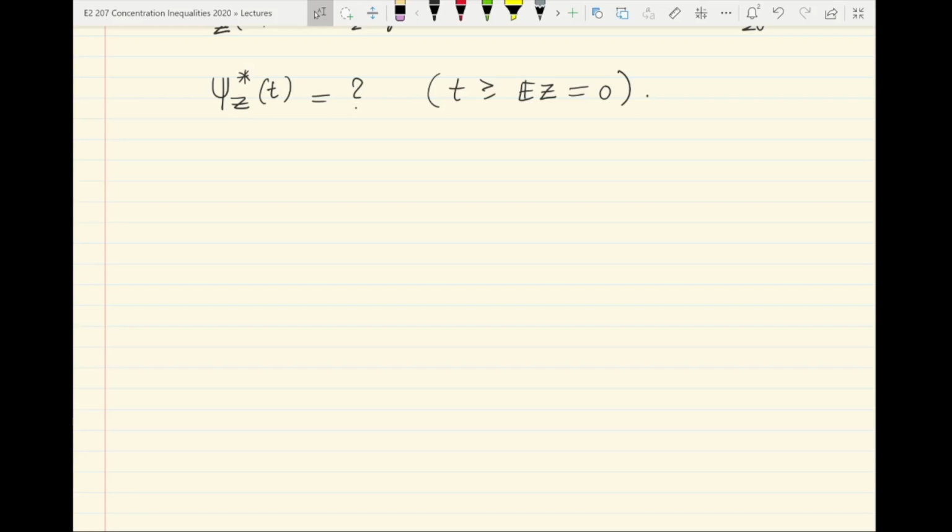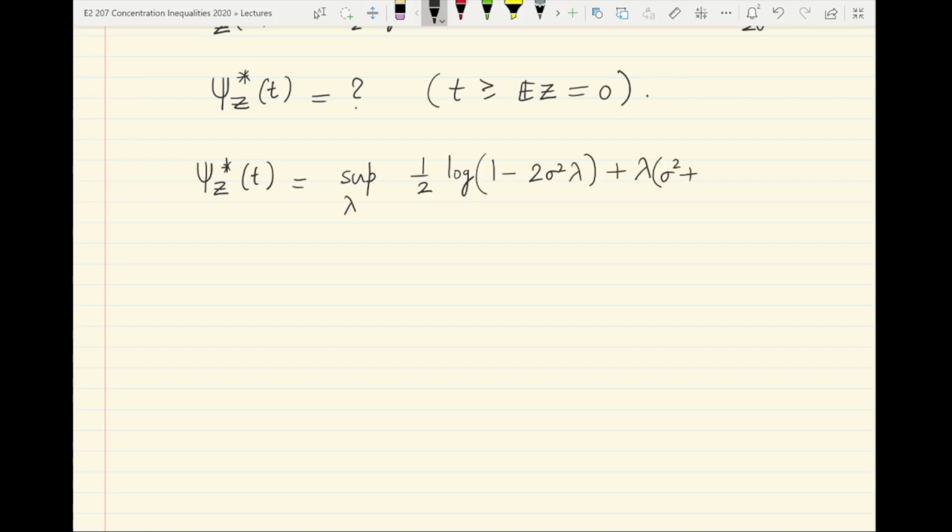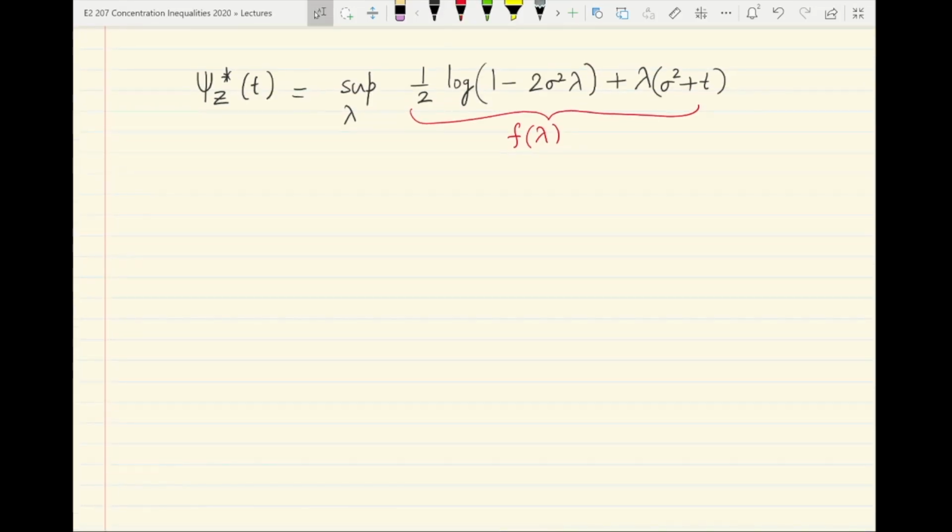So to do that, let's first start by writing C_z star of t. This is by definition the sup over lambda of minus half log of 1 minus 2 sigma square lambda, minus lambda sigma square, plus lambda t. This is by the definition of the Cramér transform. Let's call this f of lambda. We know that if t is greater than or equal to the mean, you can always perform the unconstrained optimization, so lambda belonging to R.